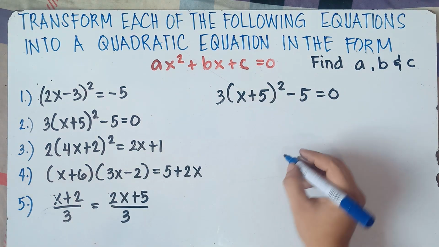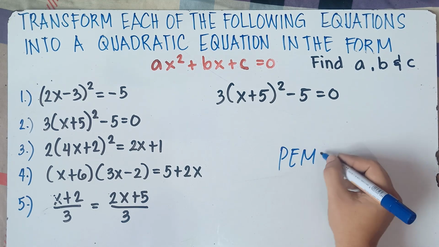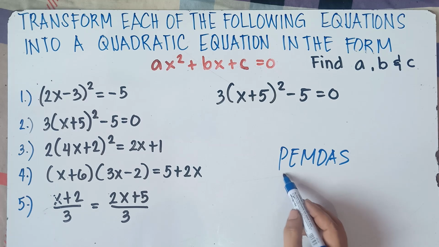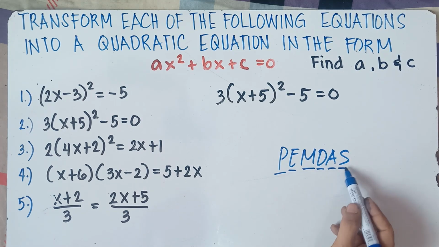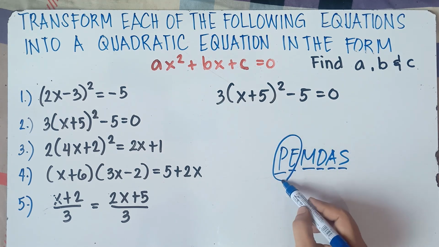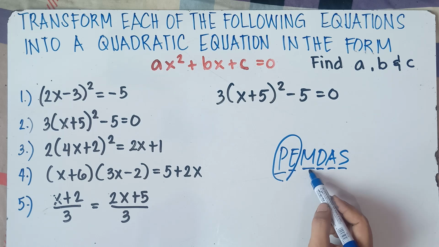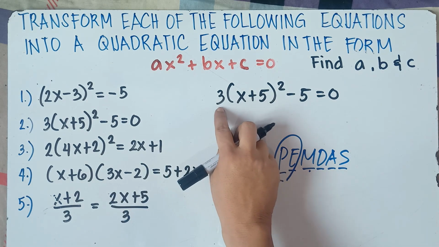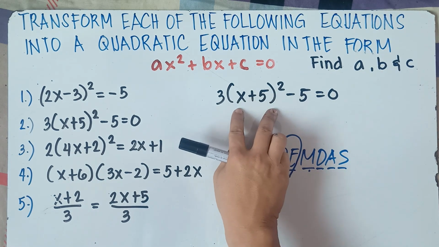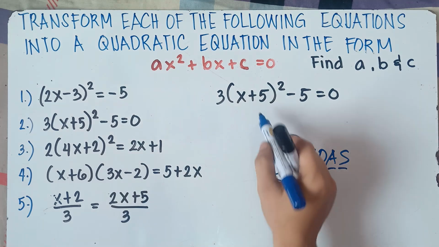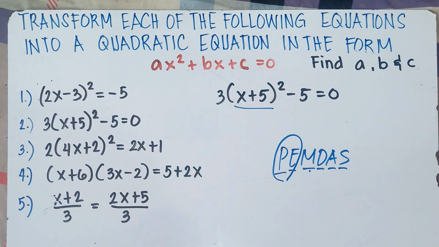Question, why is that, sir? Because we need to follow PEMDAS, class. Do you still remember PEMDAS? Parentheses, exponents, multiplication, division, addition, subtraction. So parentheses and exponents come first before multiplication. So once again, do not multiply 3 on this equation because it is multiplication. It should be parentheses, exponent. So we need to simplify this one first.